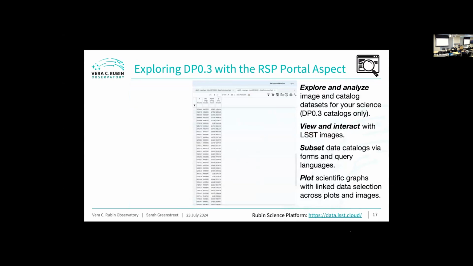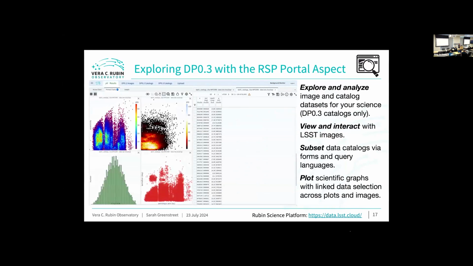You click the search button and it will return to you your set of, in this case, 50,000 objects with all of the parameters that you chose. And then you can start exploring the data. You can make plots of those parameters. So you can do scatter plots or histograms or heat map plots. And so it really just gives you an interactive way in the browser to be able to start exploring what the DP0.3 data set looks like. So it's a good place to get started if you're new to DP0.3.